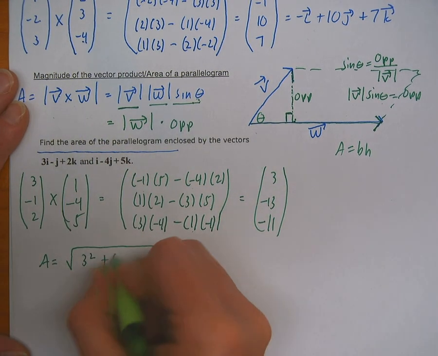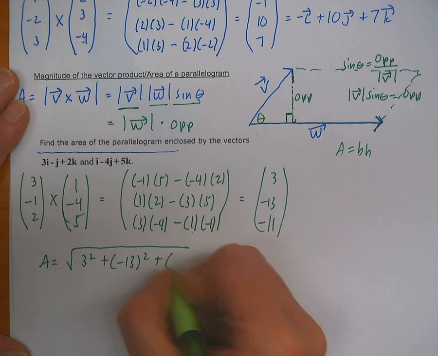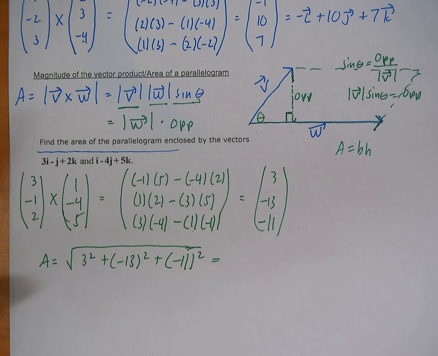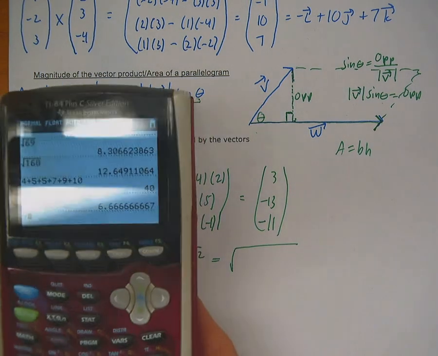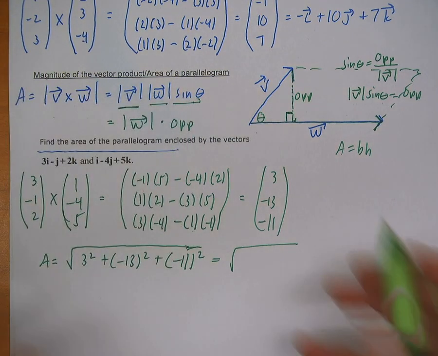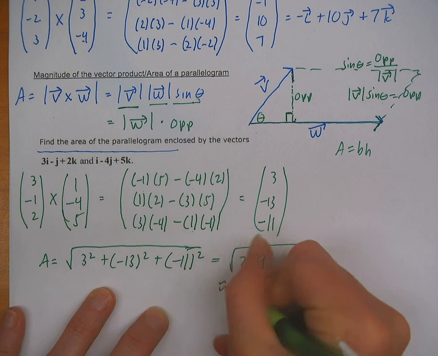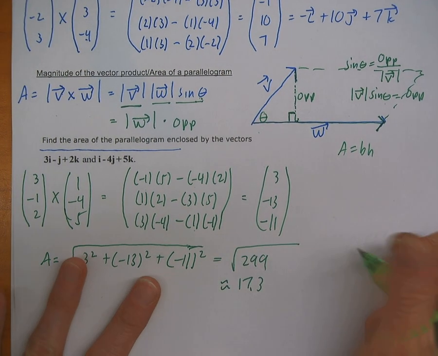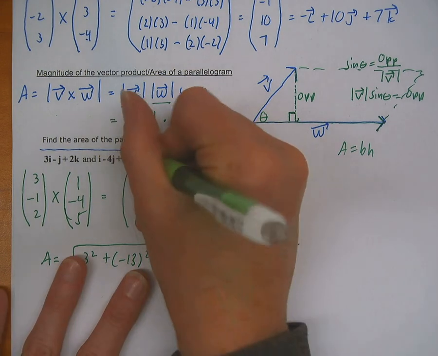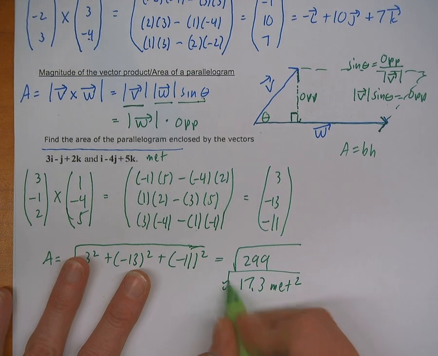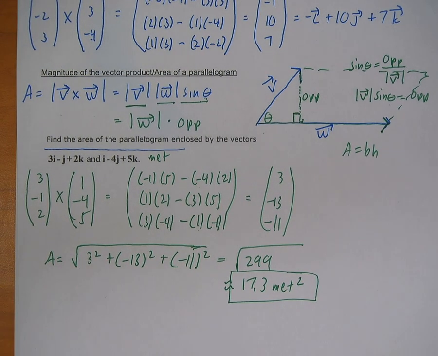So 3 squared plus negative 13 squared plus negative 11 squared, and work that out. So I'll get the radical of 9 plus 169 plus 121. So the square root of 299, which is approximately 17.3. They often would give you some sort of units. Let's pretend the units they gave us were in meters. So this would be meters squared.